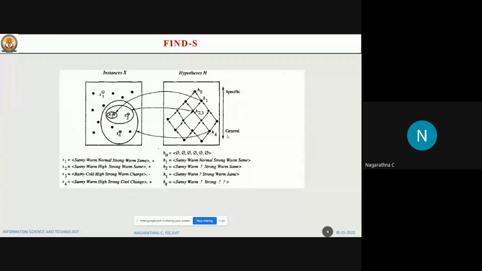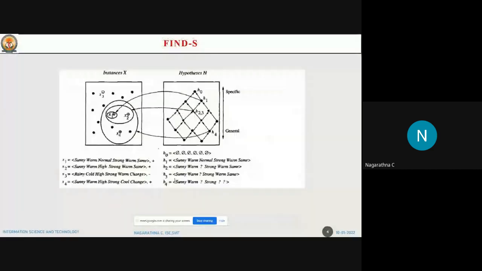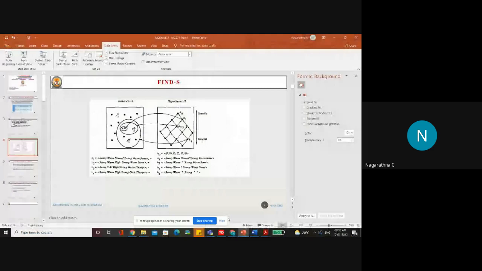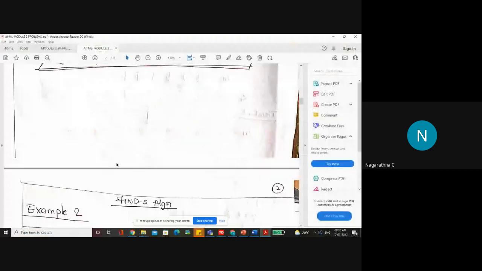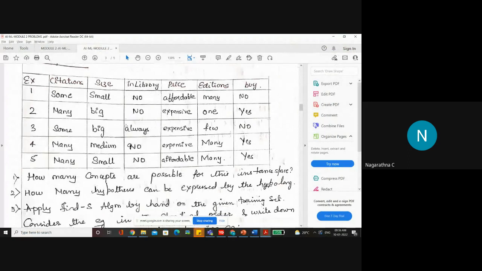The next example we will see has the number of citations, size, library, price, editions, and buy. So it is of book databases. There may be many citations, the size is small, big, or medium, and it is available in libraries always or no. The price is affordable or expensive, the edition is one, few, or many, and buy. This is our target concept. It is yes or no.